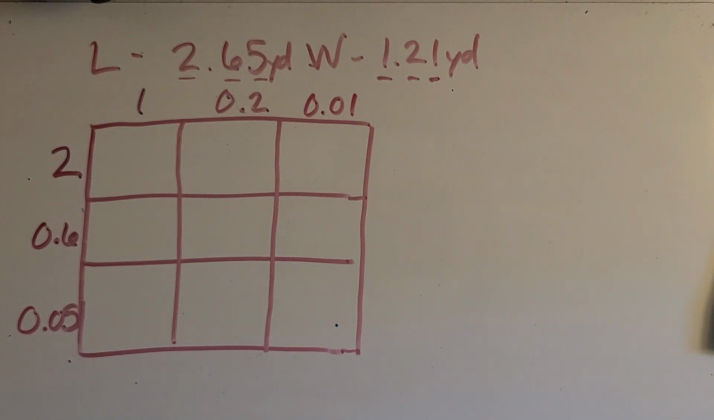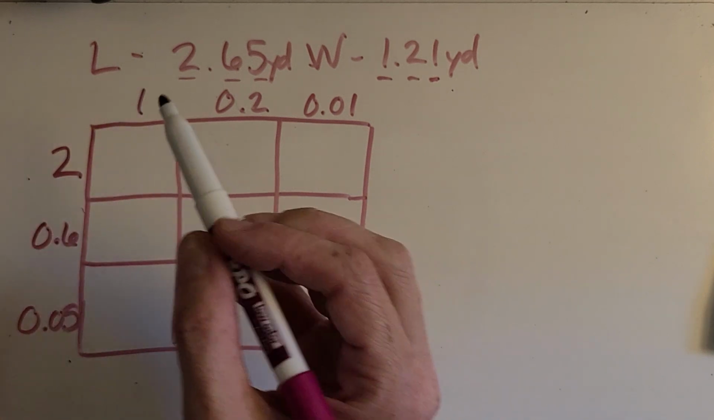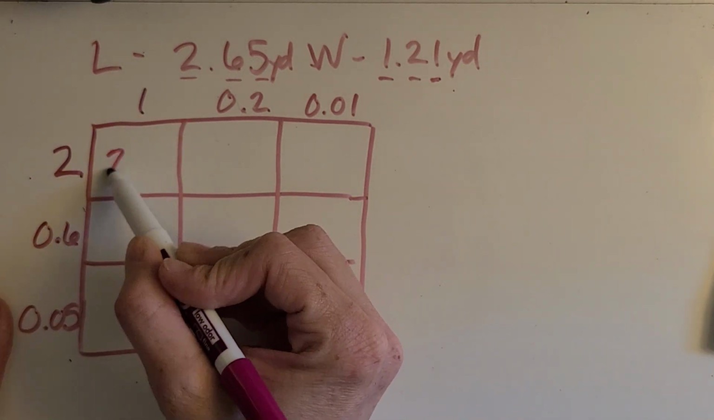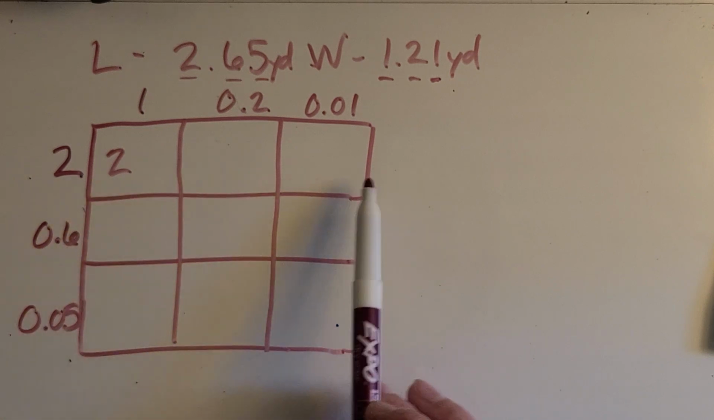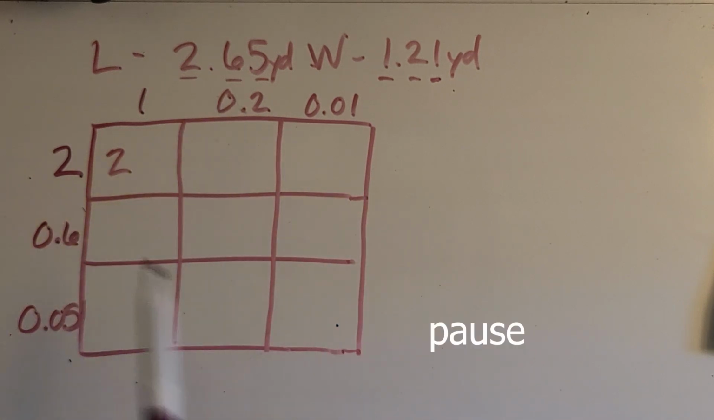Okay, now this looks like a lot of easy mental math problems. What's 2 times 1? Good, 2. This time around, I'm going to make sure I'm lining things up right. Okay, see if you can finish out this row. 2 times 2/10, 2 times 100th.